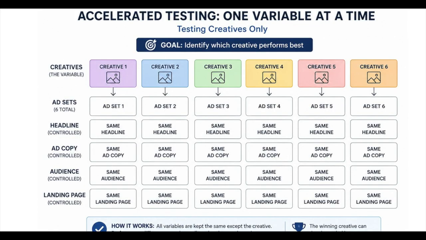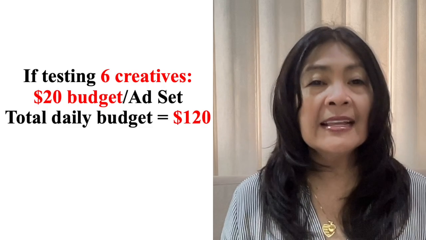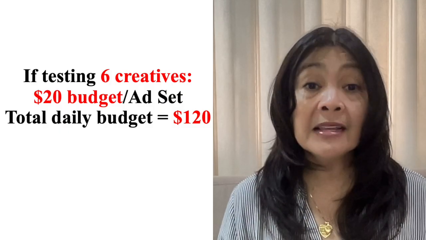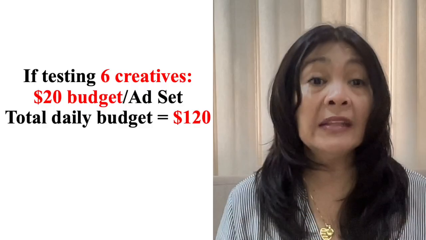Everything starts with testing creatives because creatives are the engine of Facebook ads. If the creative is weak, even a great offer will struggle. So the first phase in testing is creative testing. I will provide you 2 simple structures on how to test. The first structure is to test 6 creatives, 1 creative per ad set with a $20 budget per ad set. This means if testing 6 creatives, the total daily testing budget is around $120.